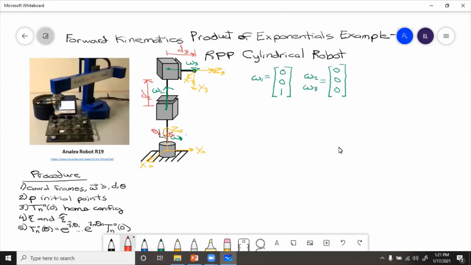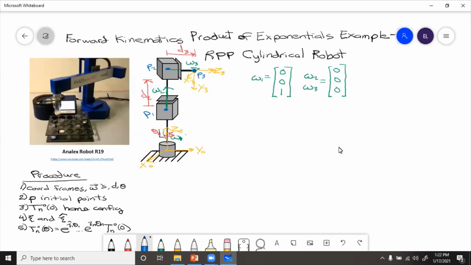Next, we have to place the P's, initial points. The easiest place to do those is on the origin of each coordinate frame or each joint. So let's say for the end effector, we want P to be here. So that is P3. And then here we can have P2. Here we can have P1. P can be anywhere along the z-axis or the omega vector for that joint. The easiest place to put it is at the intersection of the coordinate frame.